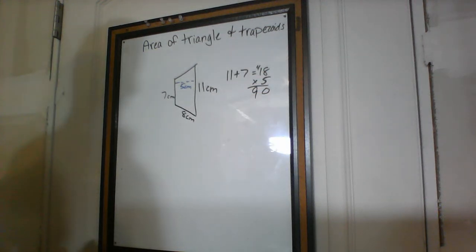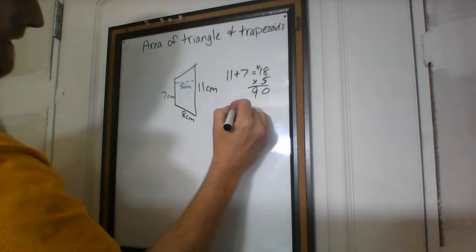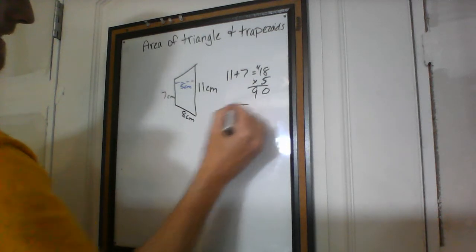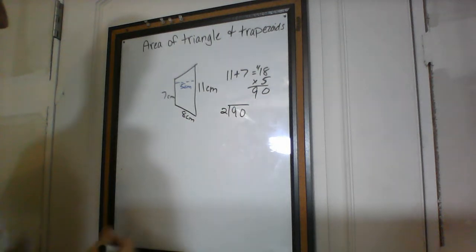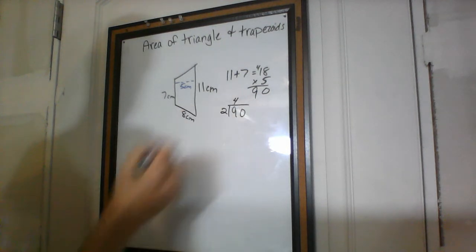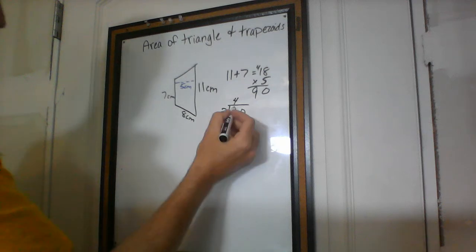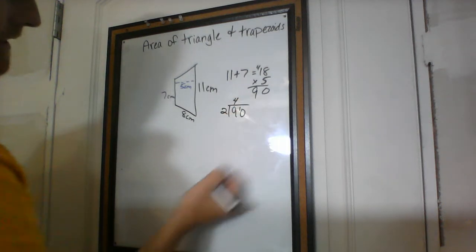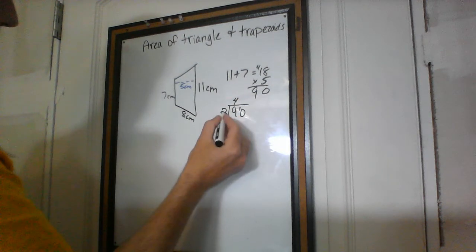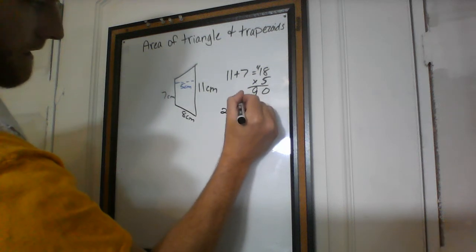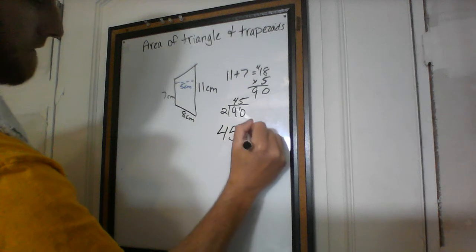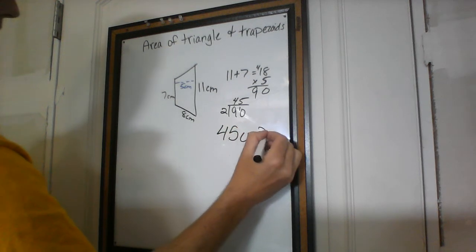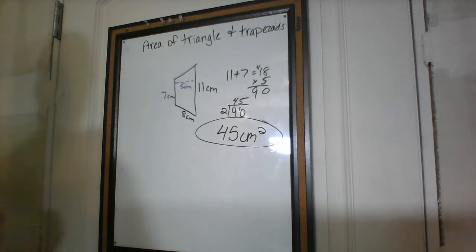Now, did you do the next step from there? We have to cut this in half because it's a trapezoid. And so we're going to divide by 2. 2 goes into 9 4 times. 9 minus 8 is 1. We move that over. 2 goes into 10 5 times. So you're going to have a big 45 centimeters squared for your answer on that trapezoid.